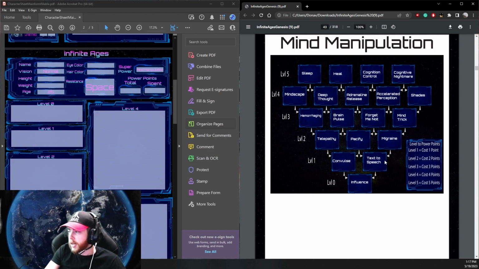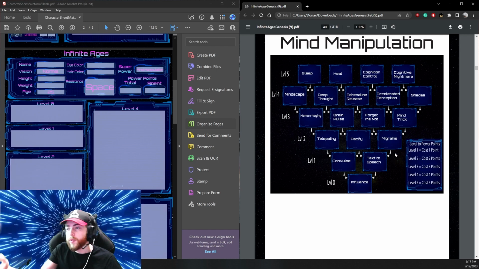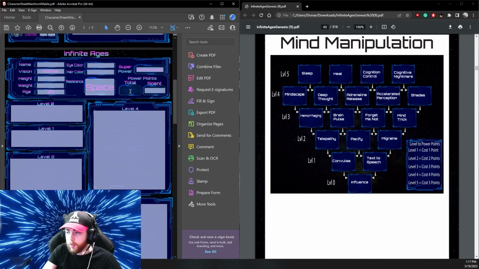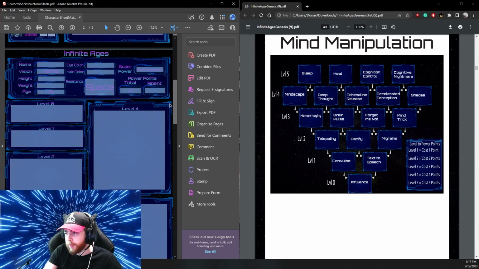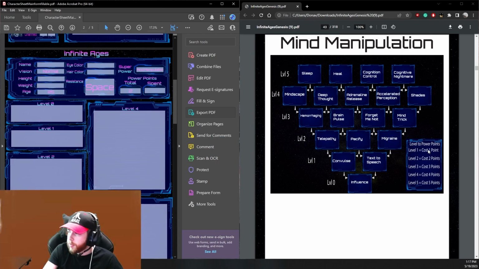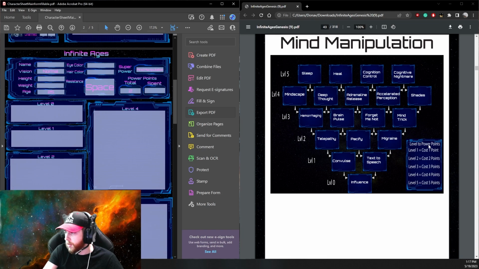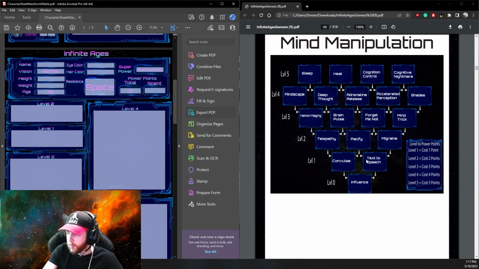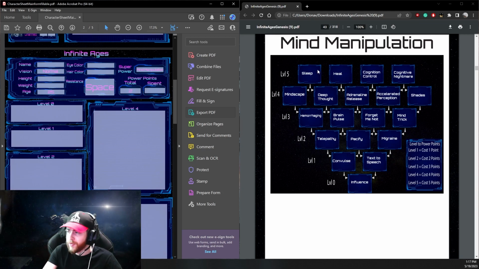Essentially, we've got a point buy system, and like I said, every 2 levels you're gaining points. So we only have a total of 2 power points right now. With those 2 power points, we can purchase 2 level 1s. This is the cost: level 1s are going to cost you 1 point, level 2s 2 points, level 3s 3 points, and so forth, 4 points, 5 points.